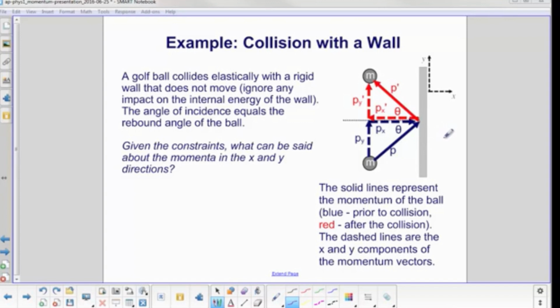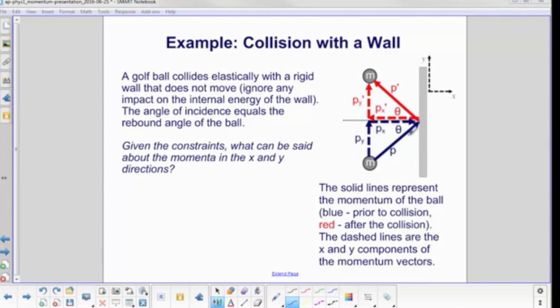Earlier we talked about the one-dimensional case, where if a light object hit the wall like this, it would bounce back, keeping the same magnitude of the velocity, just in the opposite direction. In this case, we're coming at an angle, and since we have an elastic collision, this is very similar to light rays bouncing off a mirror. This angle here, the angle of incidence, is going to equal the rebound angle, this red angle here. So given these constraints, what can we say about the momenta in the x and the y directions?